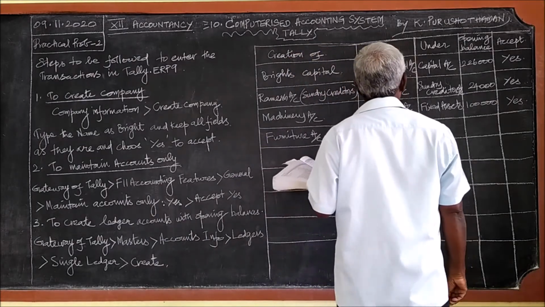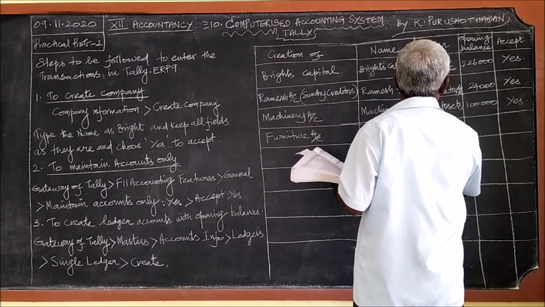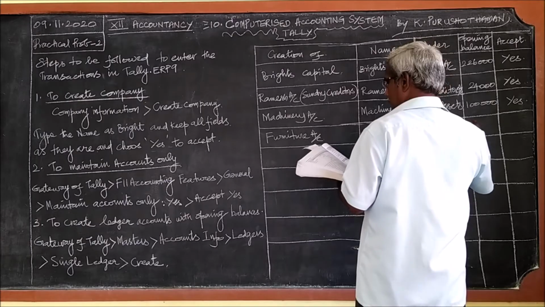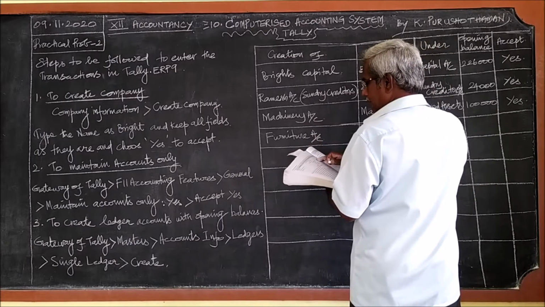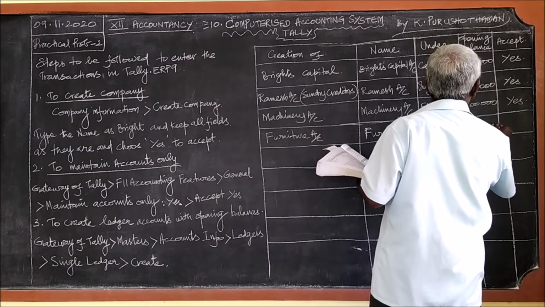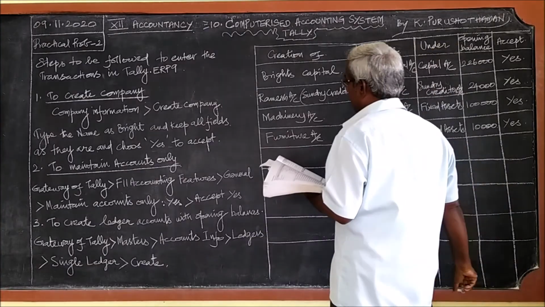Furniture is also a fixed asset like machinery, therefore fixed assets. The value of the fixed asset, that is furniture, is 10,000. You write it, that is the balance. All the transactions are over, so accept yes.